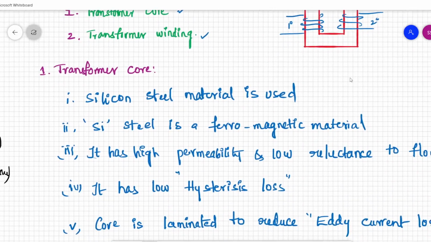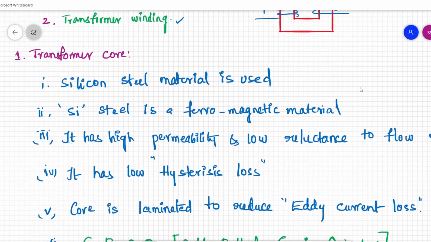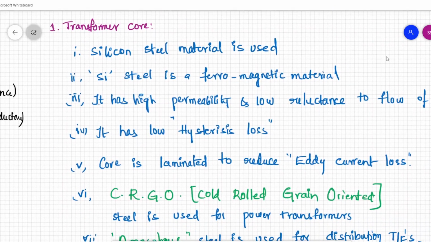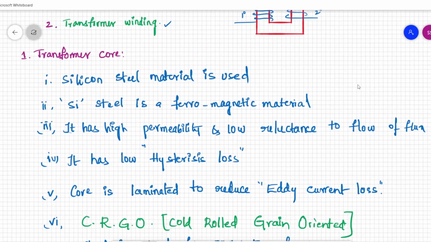Now let us see the features of the transformer core here. So I have already told you the transformer core is a magnetic material, right? It is made of silicon steel. Silicon steel is the material generally used to make transformer cores. And we know that silicon steel is a ferromagnetic material. That means it will have superior magnetic properties.